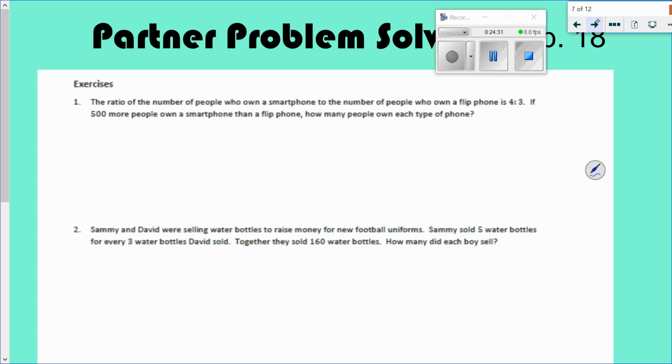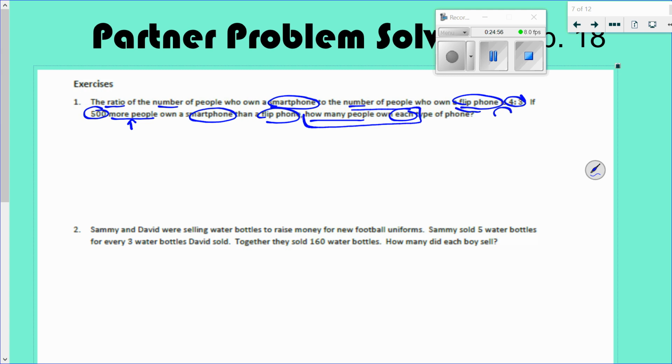But I want you to go to page 18. So we're going to do this first one together, and then I'm going to give you guys a chance to practice some of these on your own. Okay. The ratio of the number of people who own a smartphone to the number of people who own a flip phone is 4 to 3. If 500 more people, and this is actually going to be really critical, own a smartphone than a flip phone, how many people own each type? So there's our question.